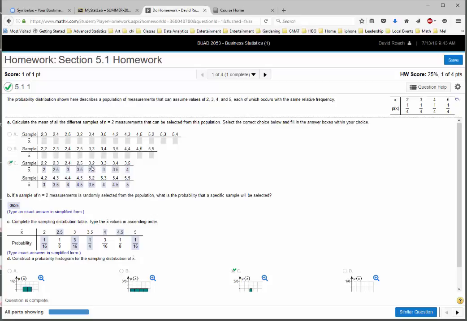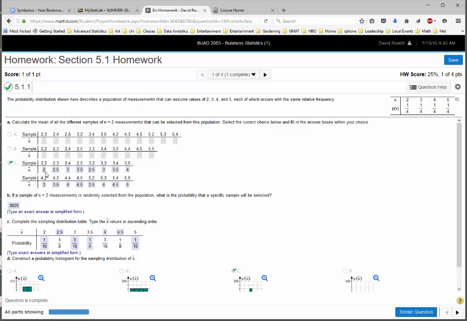Or you could have gotten a 3 first, followed by a 2, 3, 4, or 5. Or you could have gotten a 4 first, followed by a 2, 3, 4, or 5. And finally, you could have gotten a 5, followed by either a 2, 3, 4, or 5. So in the top part, the part that they have listed here already for you, those are just all the possible samples that might have been taken from the population 2, 3, 4, and 5.